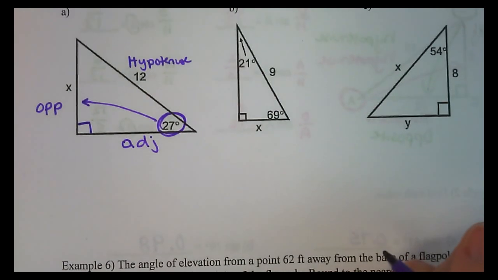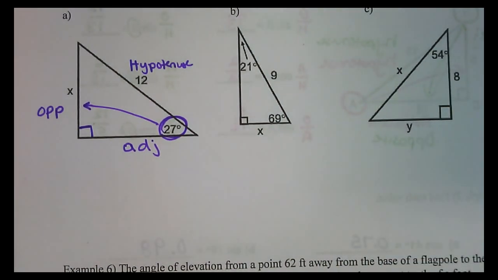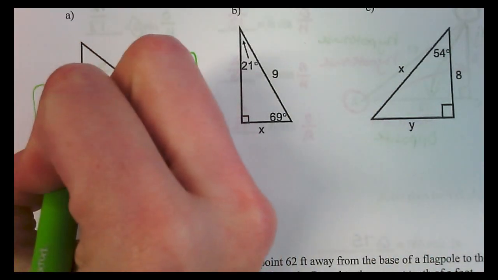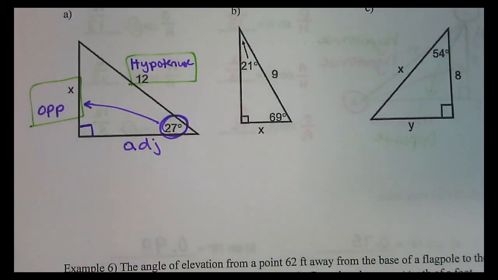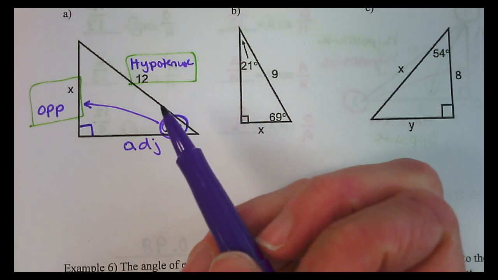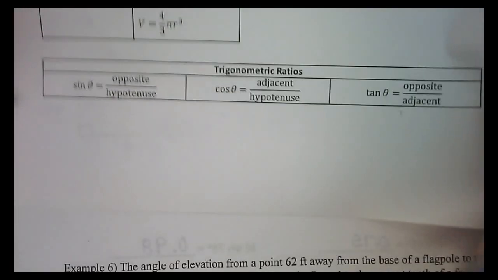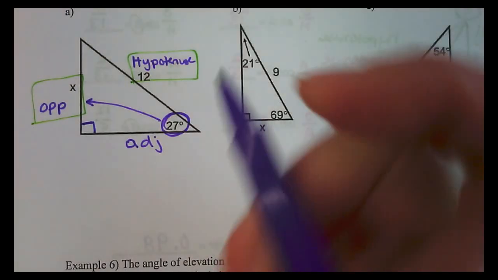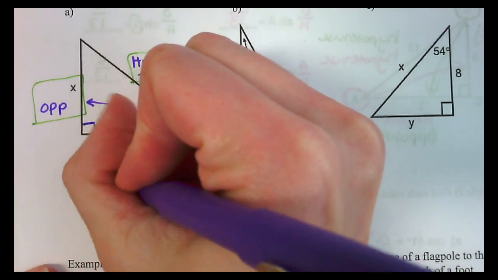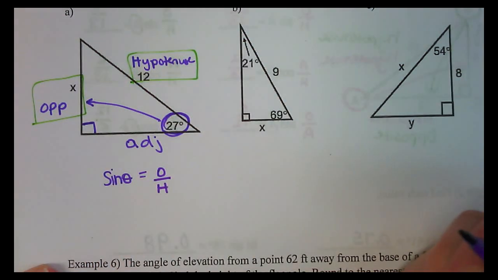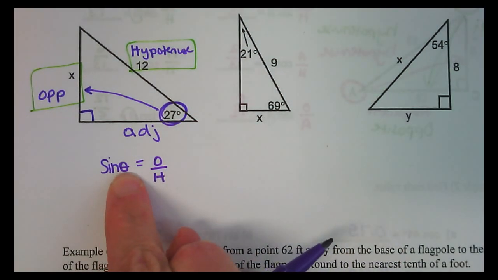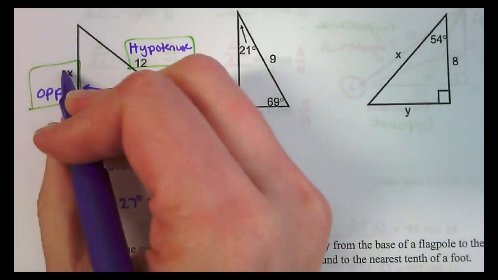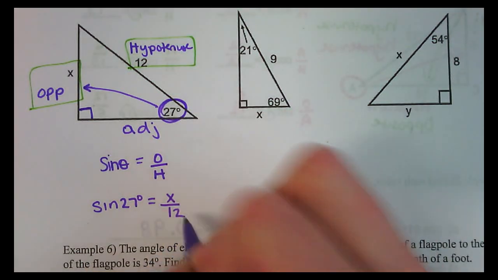So when I'm trying to decide which function to use, I have to see where I have information. I have information here on the hypotenuse, and I have an x here on the opposite. So if I have opposite and hypotenuse, I look at my reference sheet and I see which one involves opposite and hypotenuse, and it's sine. So I'm going to write down my formula. The sine of theta equals opposite over hypotenuse. This theta symbol just means angle. So I'm going to say the sine of 27 degrees is x over 12.